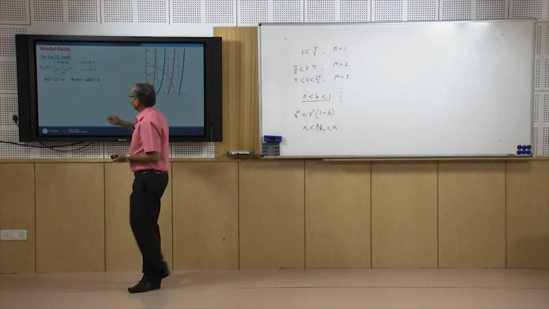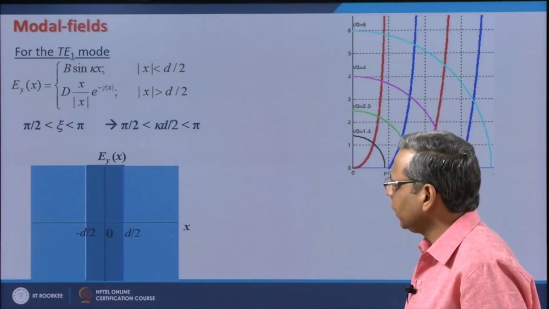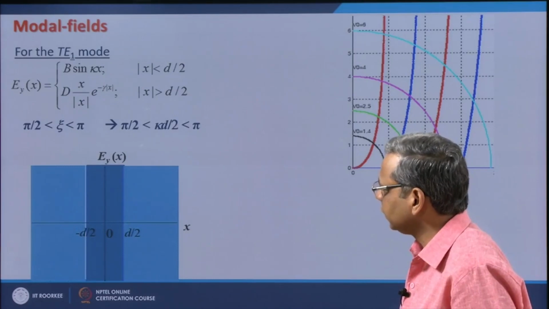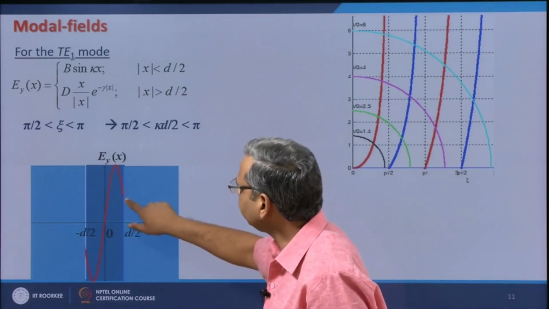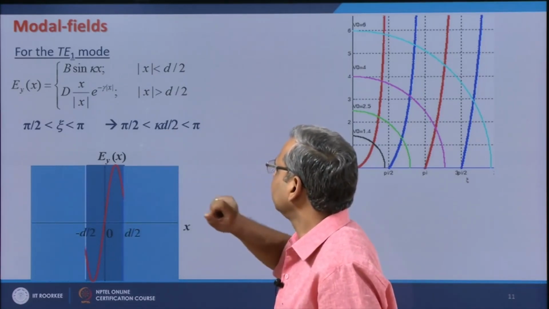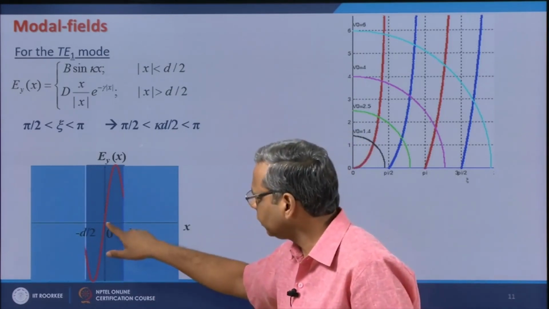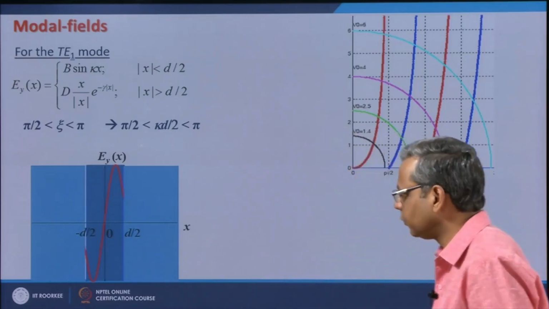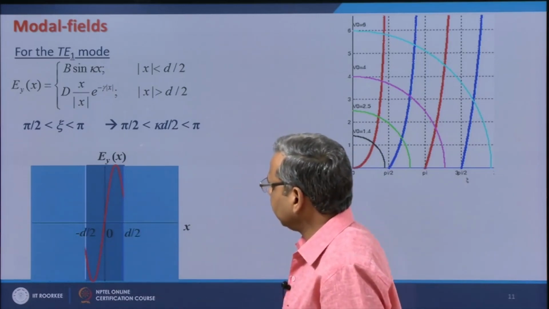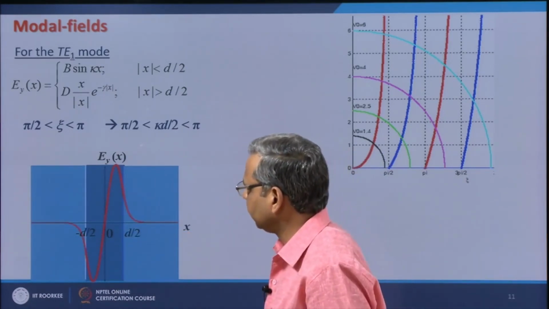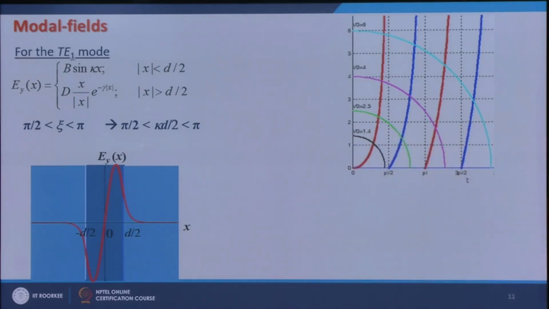Now, which means that kappa d by 2 would lie between pi by 2 and pi. In the same way, if I plot the field in the guiding film first, there would be a sine function. But at the boundary it has to be less than pi. So, kappa d by 2 has to be less than pi. So, it would not cross another 0; there would only be one 0, which is at x equal to 0. So, in the guiding film the solution would be like this, and in the lower index region the exponentially decaying term will take over, and this is how the modal field would look.